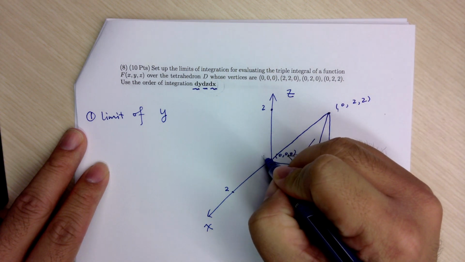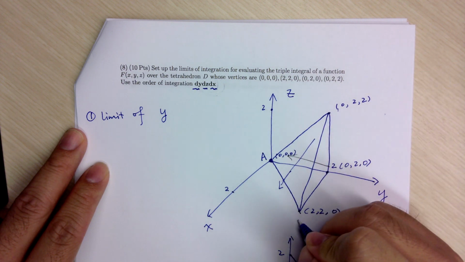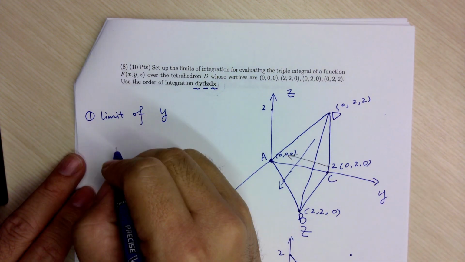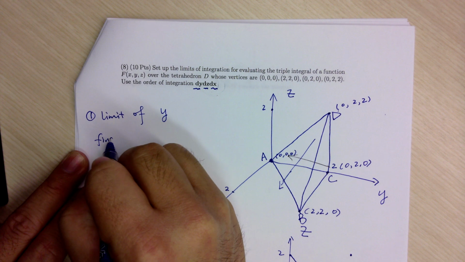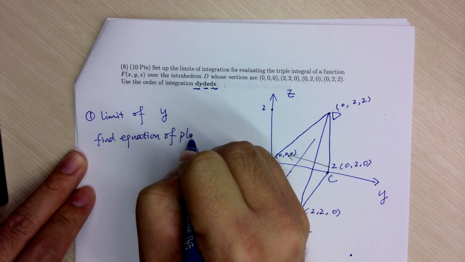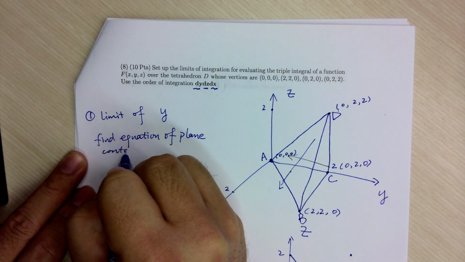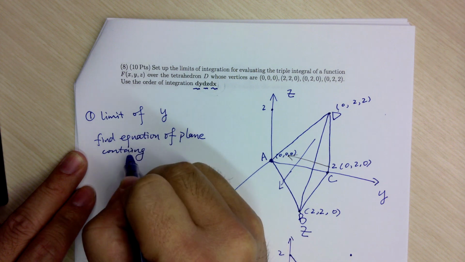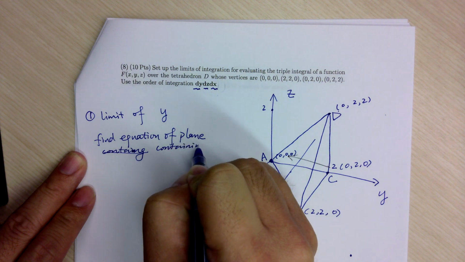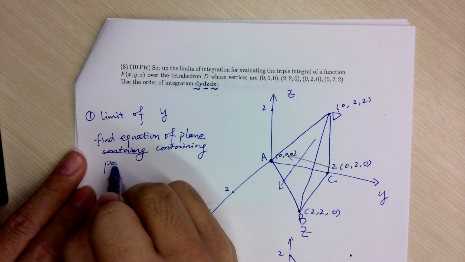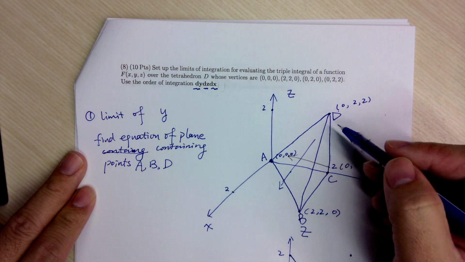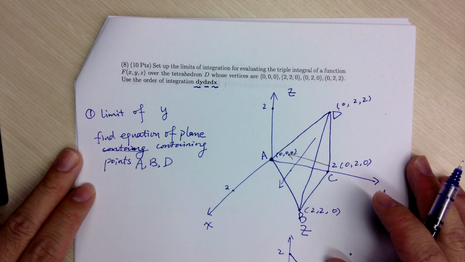Let's do some notation. Suppose this is point A, this is point B, this is point C, this is point D here. Right now we want to find the equation of the plane containing points A, B, and D. In other words, we would like to figure out the equation of the plane.